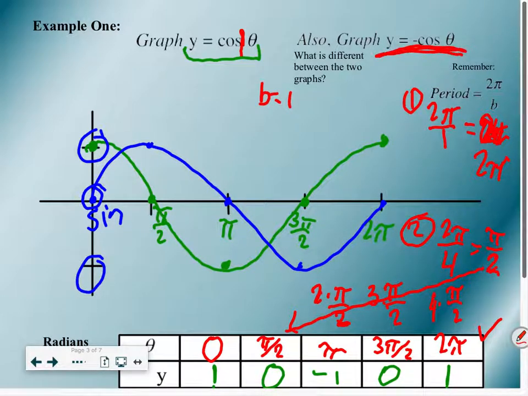We're gonna graph negative cosine. If cosine starts up here, where do you think negative cosine starts? Negative 1. So negative 1, still going through 0, positive 1, 0, negative 1.